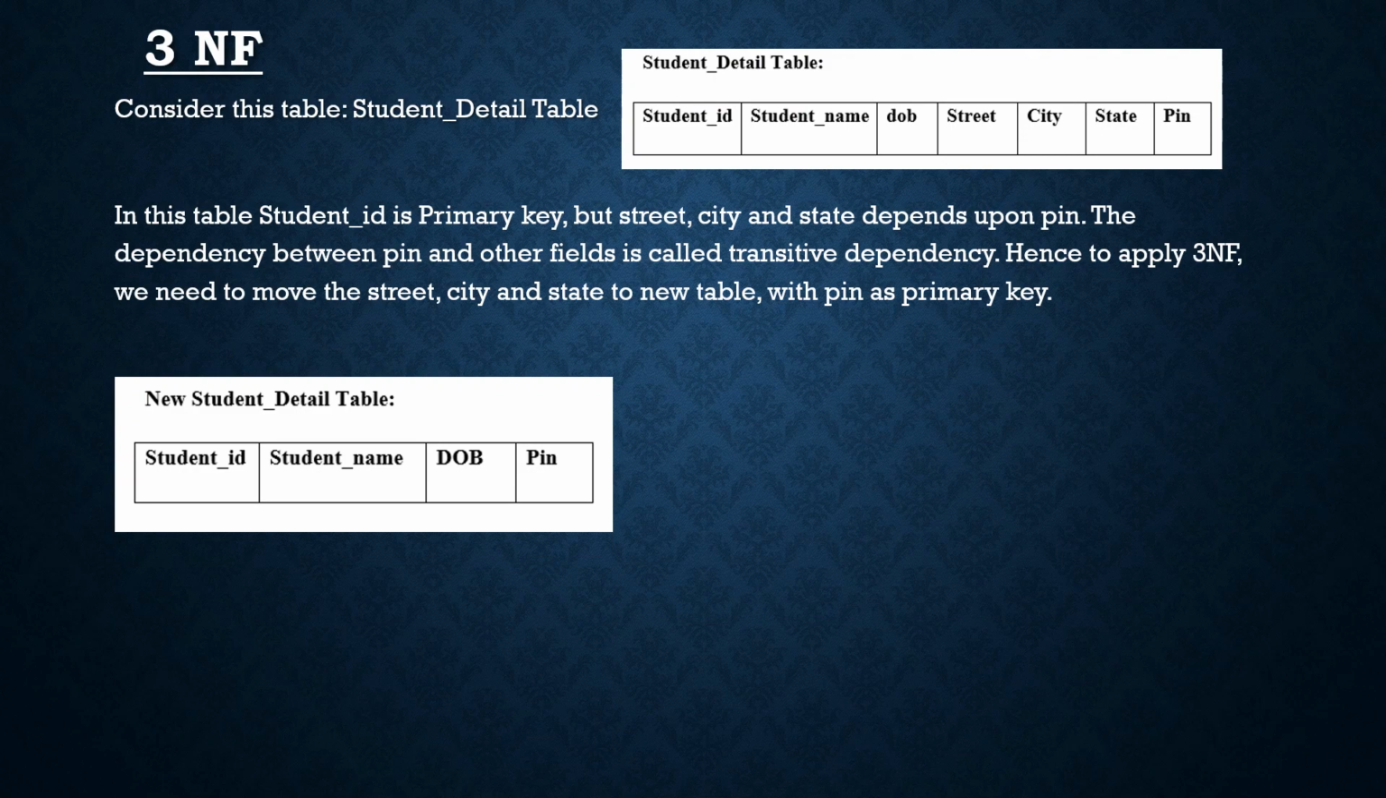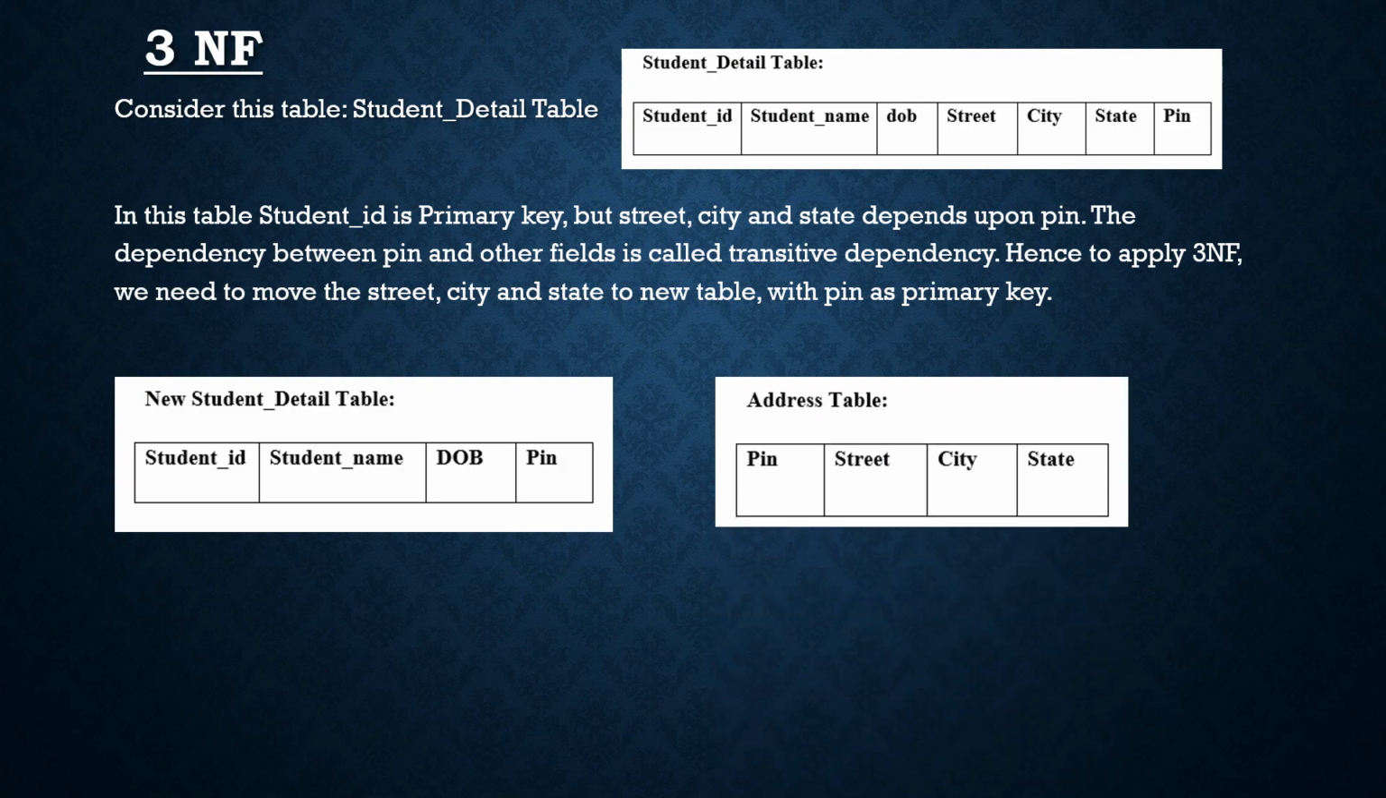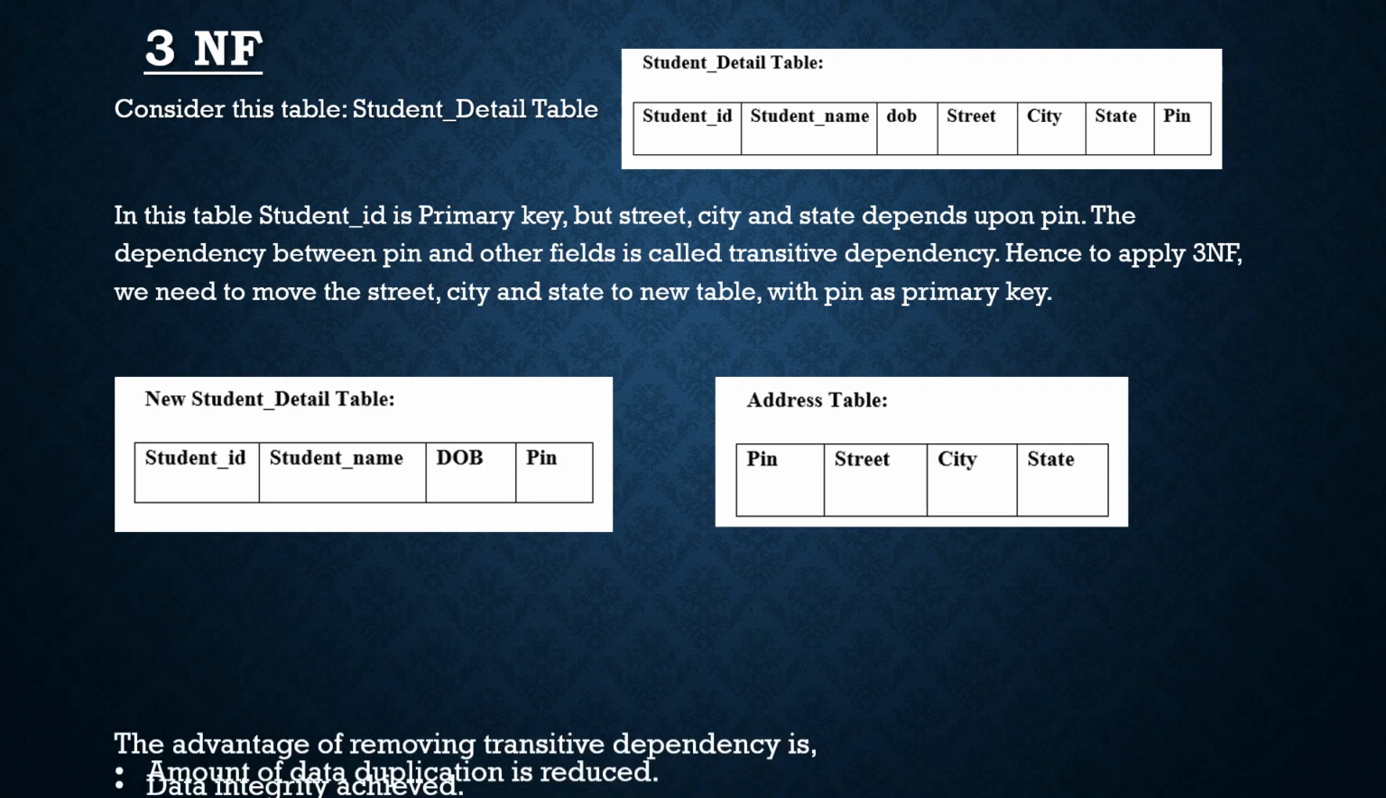See, here student ID and student name, date of birth and pin. Here student ID is the primary key. So pin, we can say it is dependent on the second one. See, here address table which includes pin, street, city and state. Here pin is the primary key. Street, city and state which is dependent on pin.